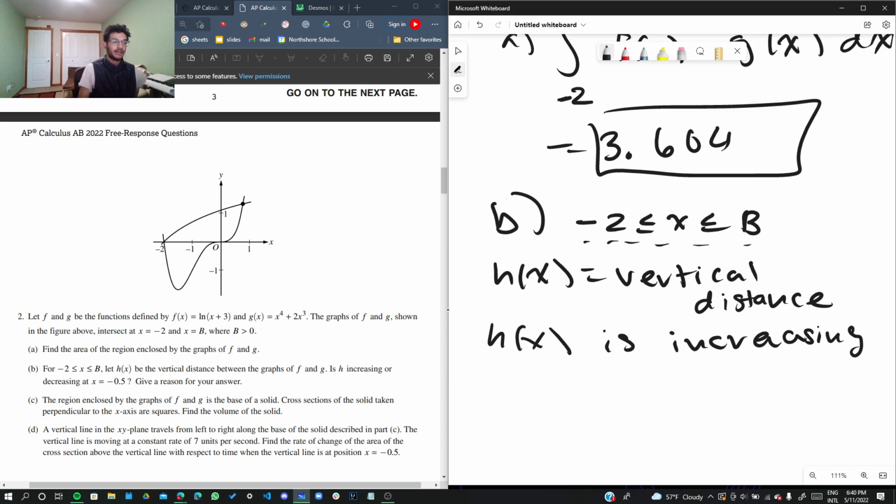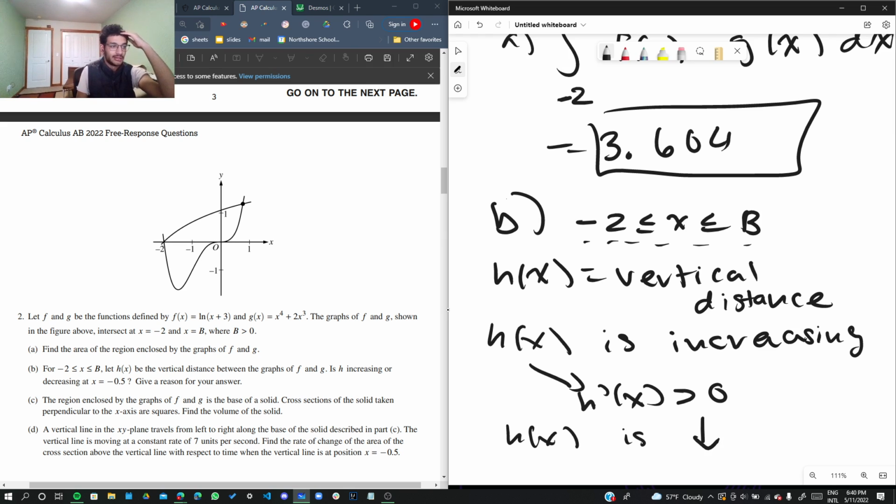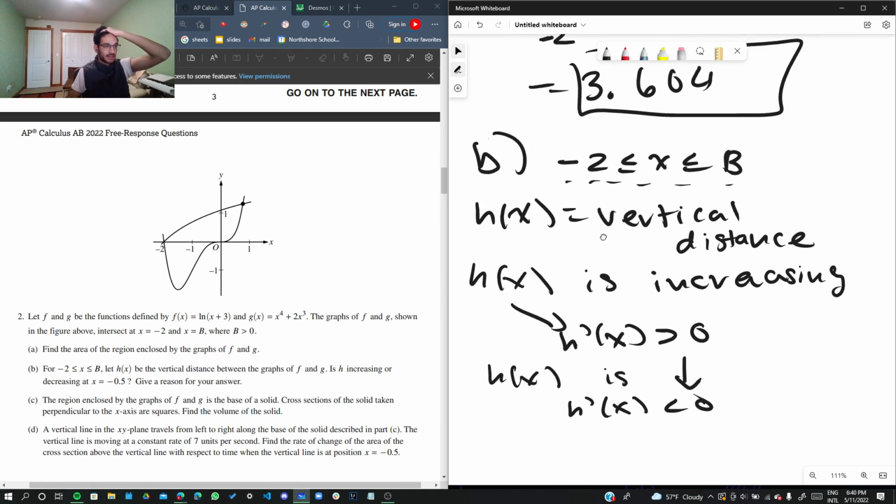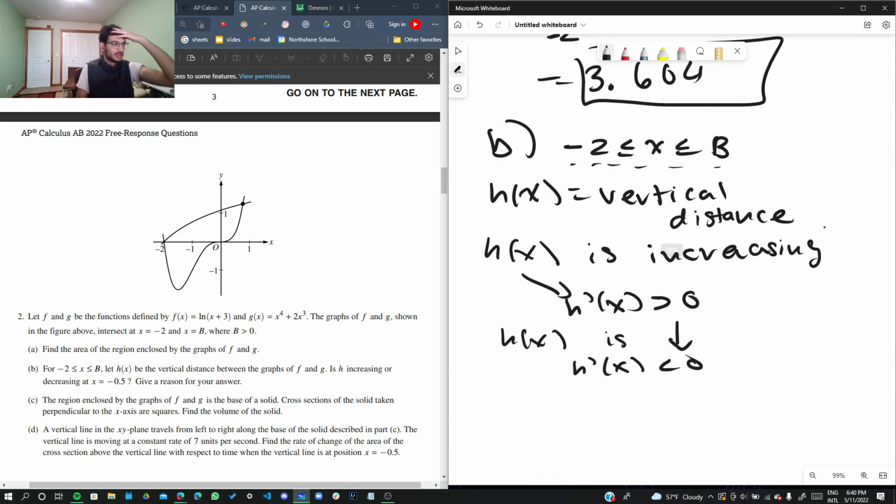If h of x is increasing, then the slope must be positive, right? And the slope in this case in calculus is h prime. That means h prime of x is greater than 0. And if h of x is decreasing, then h prime of x is less than 0.